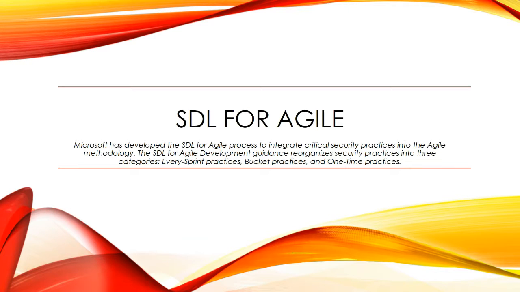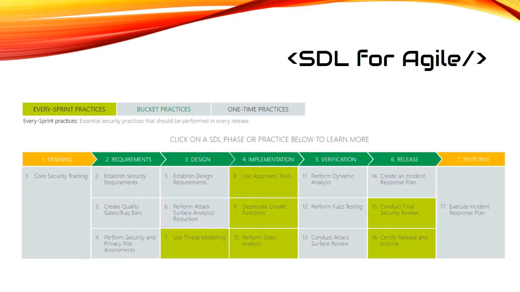Security Development Lifecycle for Agile. Microsoft has developed the SDL for Agile process to integrate critical security practices into the Agile methodology. The SDL for Agile development guidance reorganizes security practice into three categories: every sprint practices, bucket practices, and one-time practices. So let's take a look at the every sprint practices.